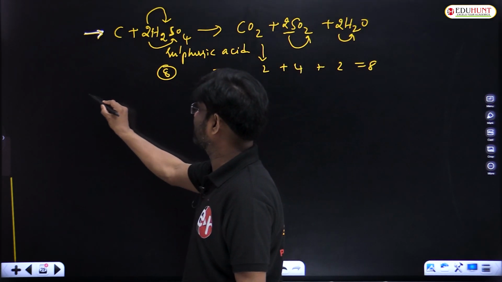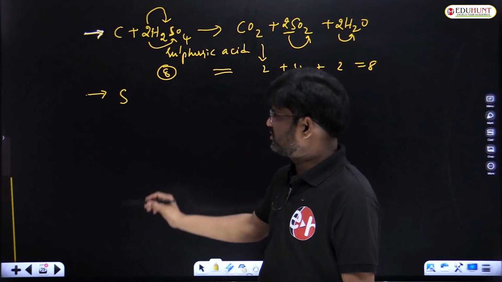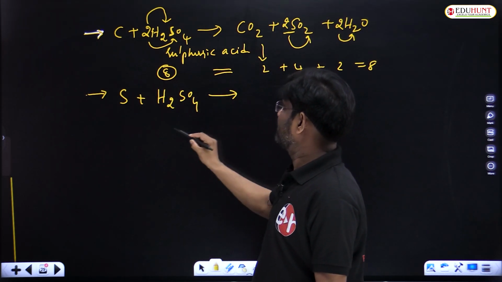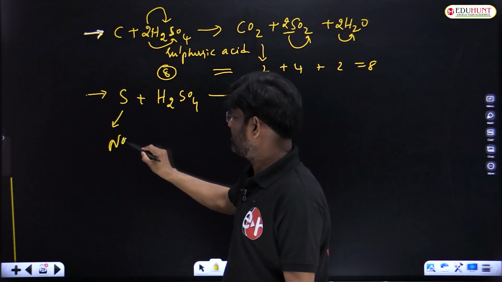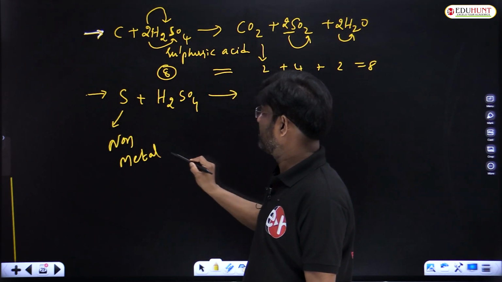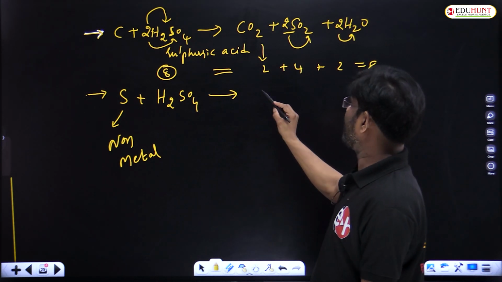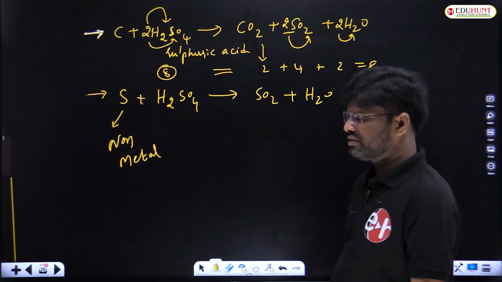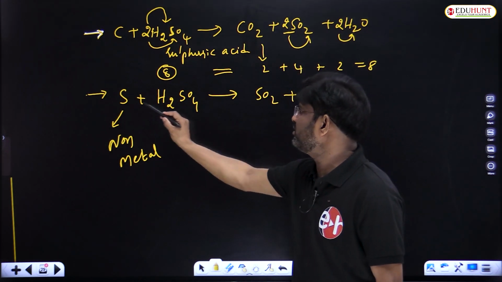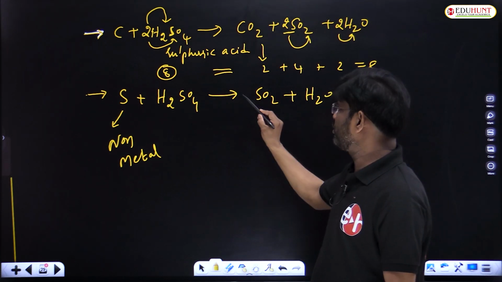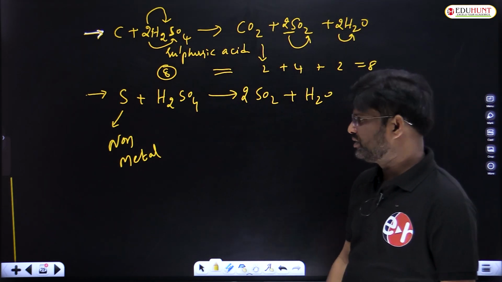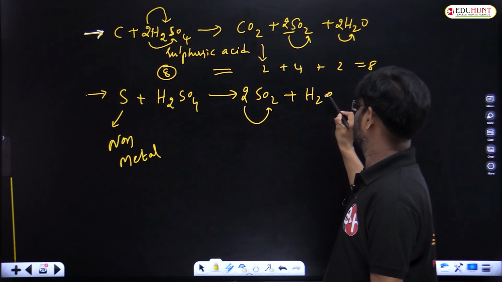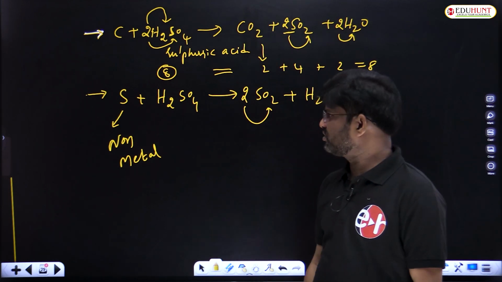So let's go to the next equation. Sulfur reacts with sulfuric acid. This sulfur is a non-metal. It reacts with sulfuric acid and forms only sulfur dioxide and water. Here how many sulfurs? 1. Here 2 sulfurs, here only 1 sulfur. So balance this equation. And how many oxygens? 4. Here, 2 plus 1, 5. So not balancing. That's why I'm keeping 2 here.